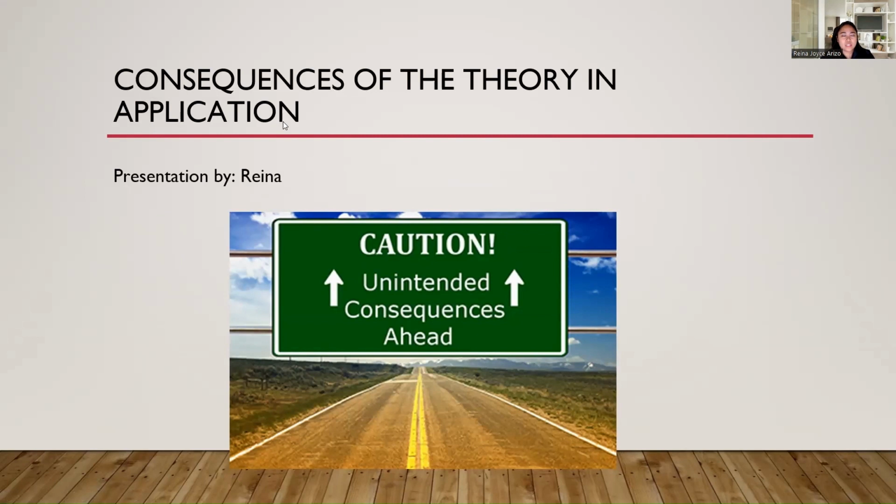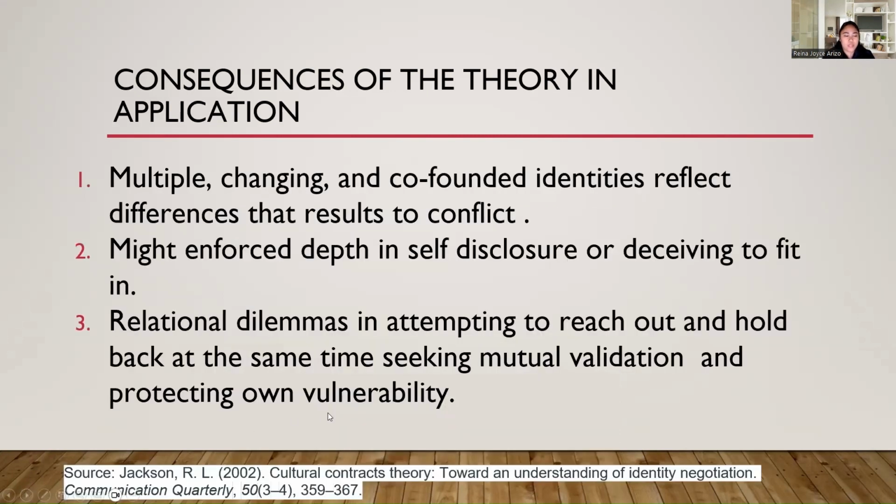Thank you, Brenda. So I will be continuing the presentation discussing the consequences in theory application. Based on all these theory information and ideas, there can be consequences on how it affects our interpersonal relationship. The first one would be multiple changing and co-founded identities reflect. As we try to fit in a group or interact with different individuals with different beliefs and perspectives, a conflict may arise because we are sharing too much information that we expect at least others to understand.